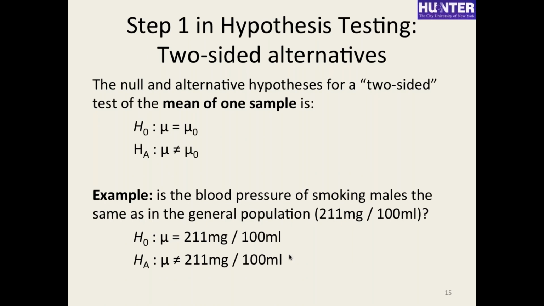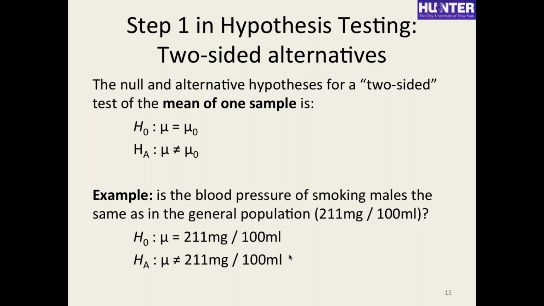So, null hypothesis for a two-sided test, alpha is equal to 0.05. Null hypothesis, H0, a lot of times, or H null: mu is equal to mu0. Alternative hypothesis: mu for the population we know is not equal to mu0. Example: blood pressure of smoking males is the same as the general population. Okay, so what we're saying is that for the general population, the blood pressure of everybody in the general population.